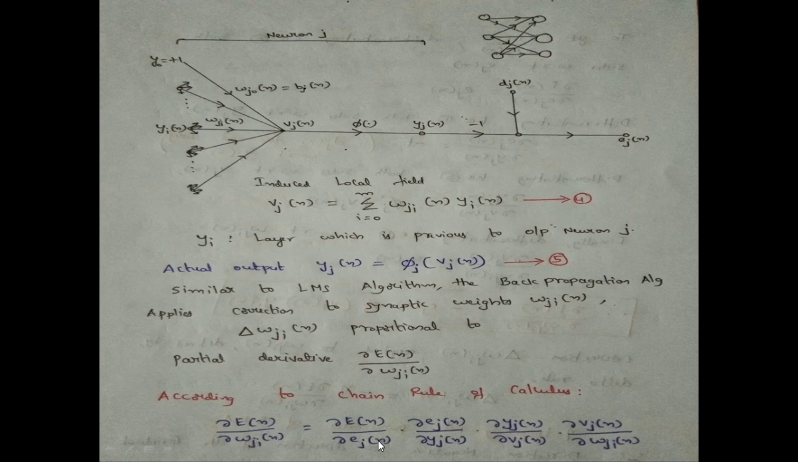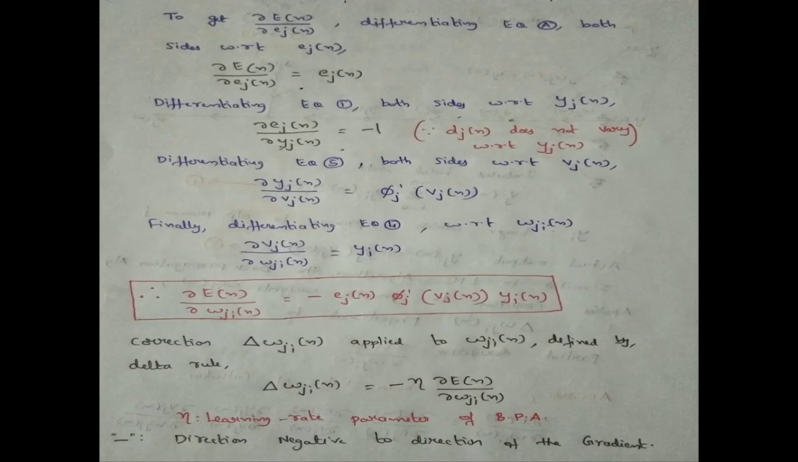So if we solve all these partial derivatives, then we will be getting the ∂E(n)/∂Wji(n) value. Let us now consider solving ∂E(n)/∂ej(n). To get ∂E(n)/∂ej(n), we are going to differentiate equation A. So what is equation A?